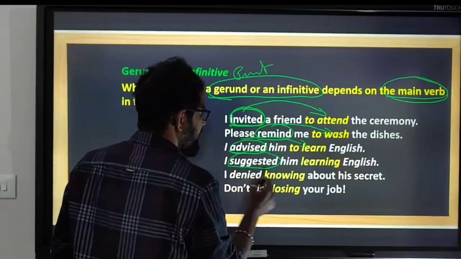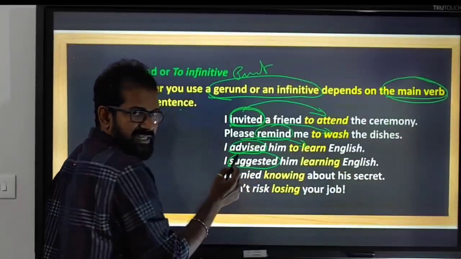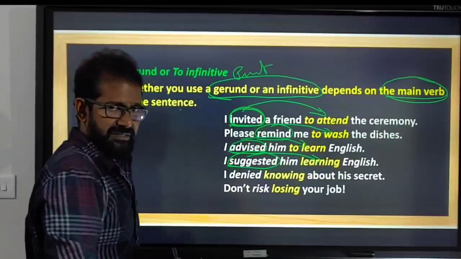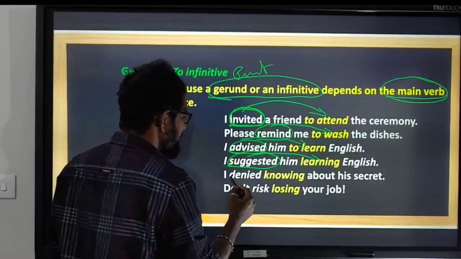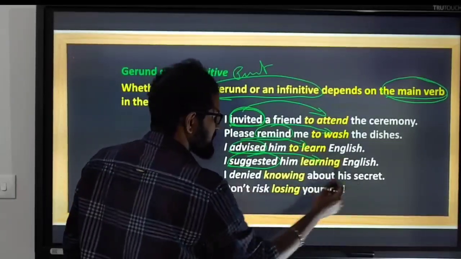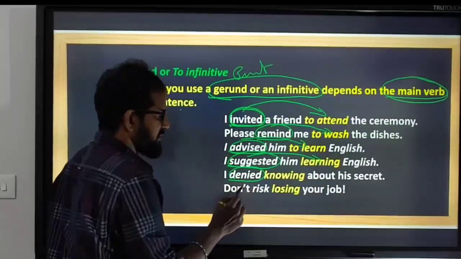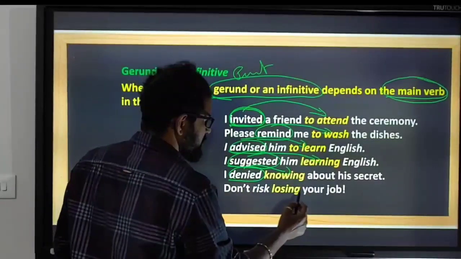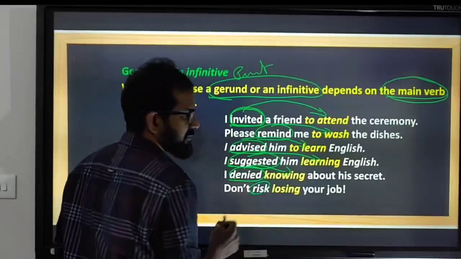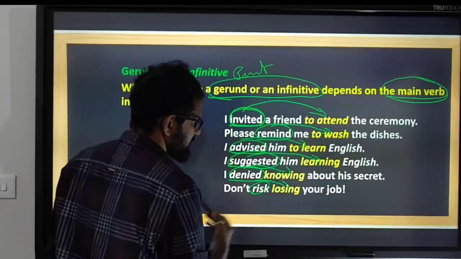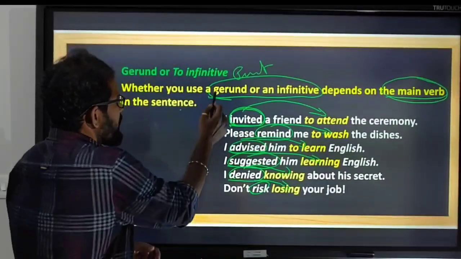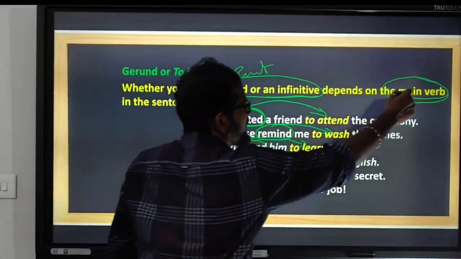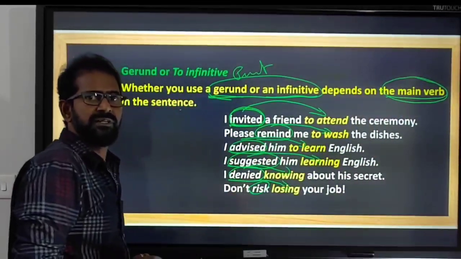I suggested him learning English. Suggested is the main verb. It takes gerund or present participle. I denied knowing about his secret. Denied is the main verb and it takes gerund. Don't risk losing your job. Risk is the main verb and losing is a gerund. So, gerund or infinitive depends on the main verb.